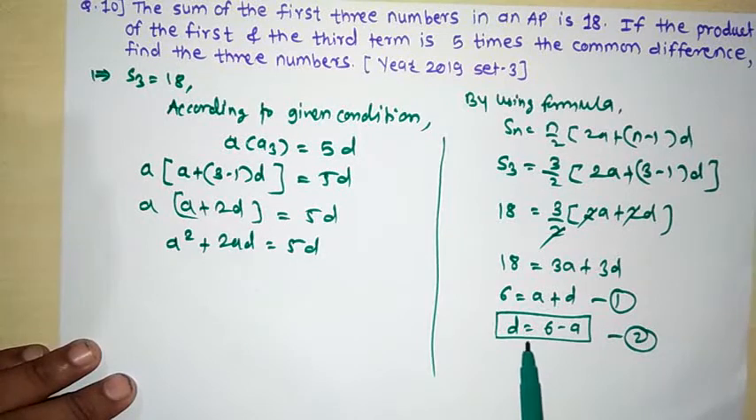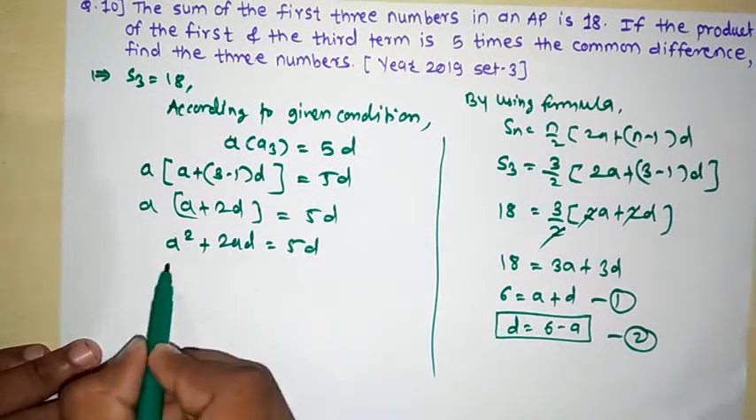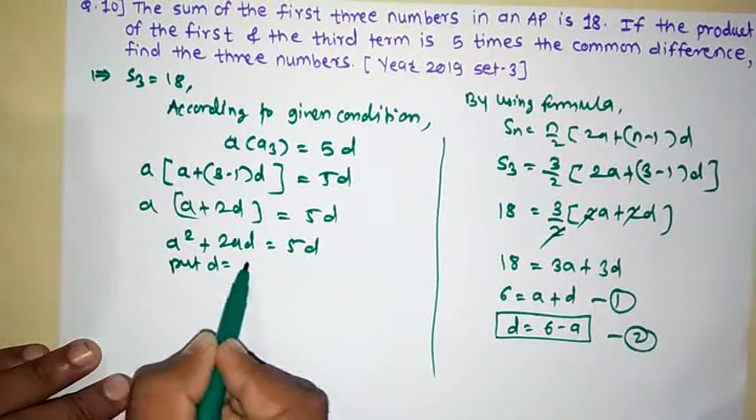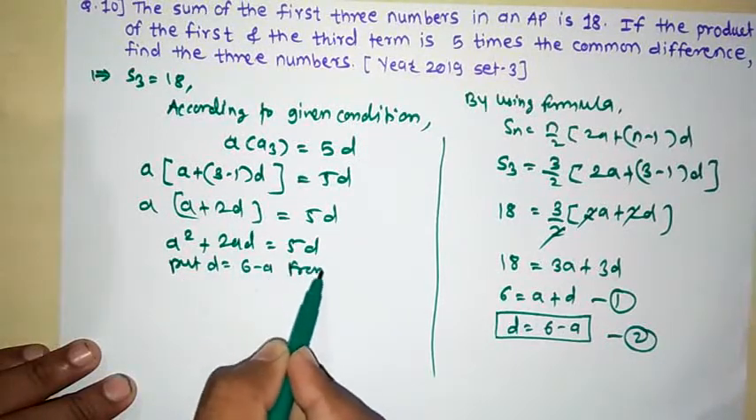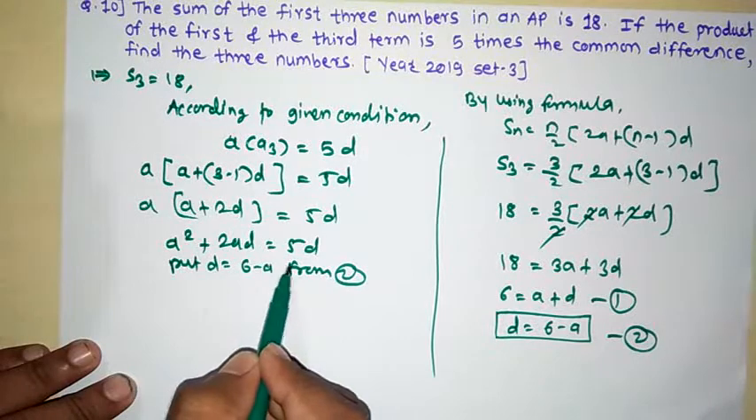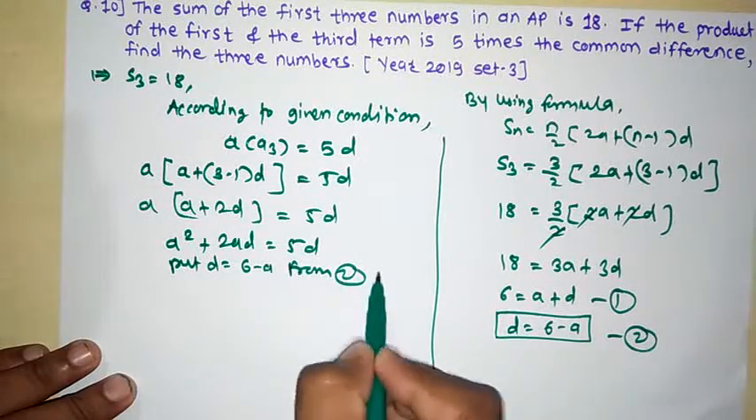Now we got here d is equal to 6 minus a. We have to put here the value of d. Put d is equal to 6 minus a from equation 2 in the above equation.